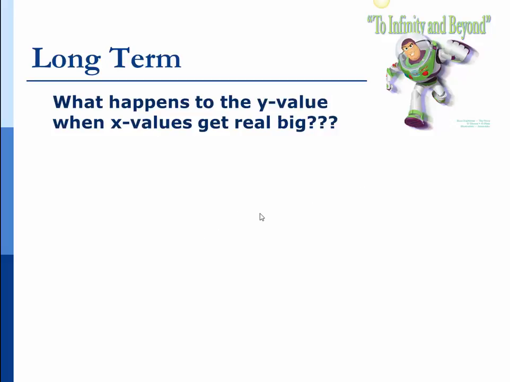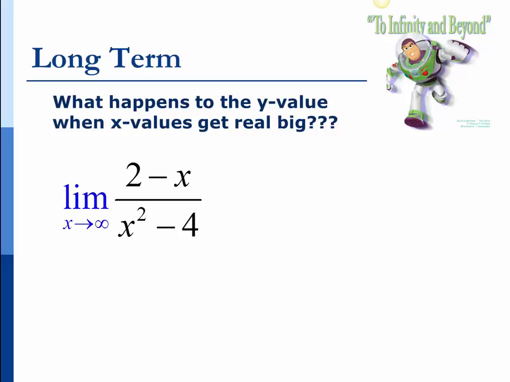And we can go in both directions. We can go to the right, which means going to positive infinity, or we can go to the left, and that would be negative infinity. Okay, so what's happening with these puppies?